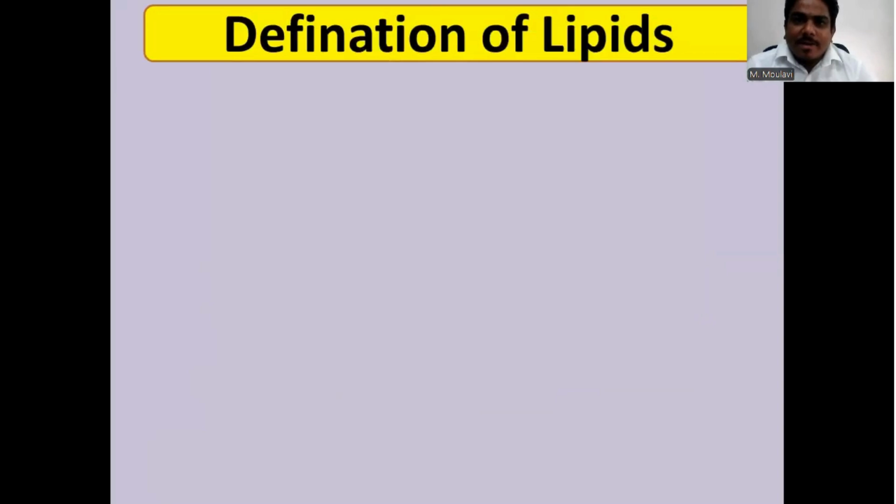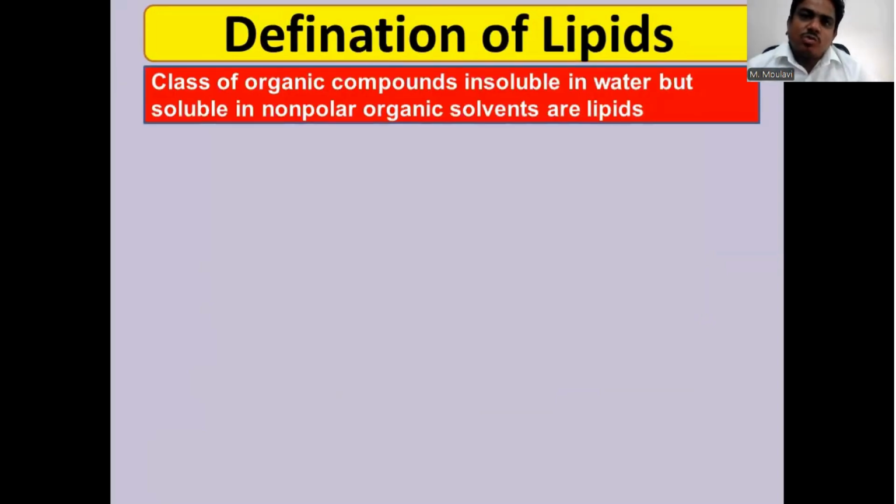Lipids are organic compounds which are insoluble in water but soluble in non-polar organic solvents. Non-polar organic solvents include petroleum ether, hexane, carbon tetrachloride, ether, etc. Based on this, lipids can be extracted from biological samples by using these non-polar solvents.